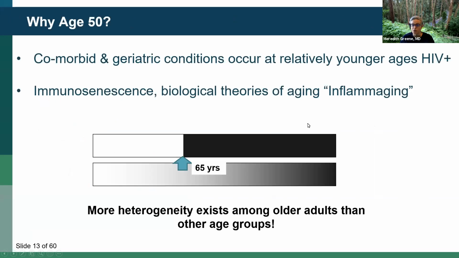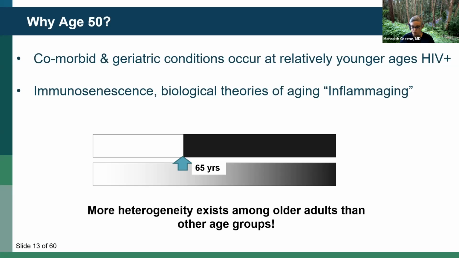Before I go further, often asked, why do we use age 50? This is because there's data suggesting that comorbid and geriatric conditions occur at relatively younger ages amongst people living with HIV. A lot of this may be driven by chronic inflammation, changes in the immune system and immunosenescence. And I think one of the active areas of research is trying to understand how the changes that occur with HIV are similar or different from changes that occur with aging in the immune system.